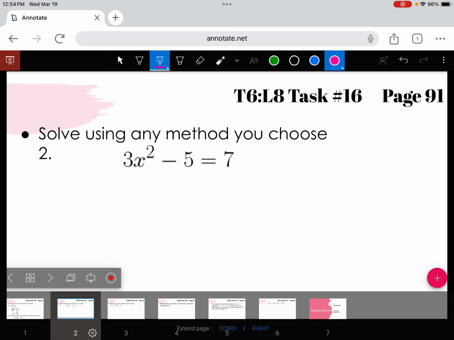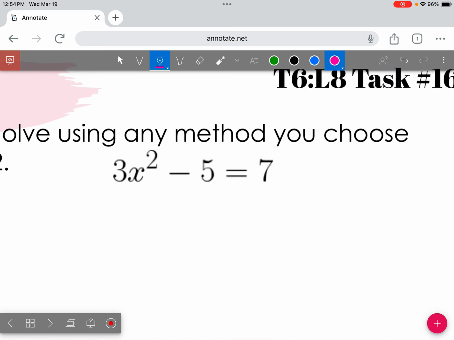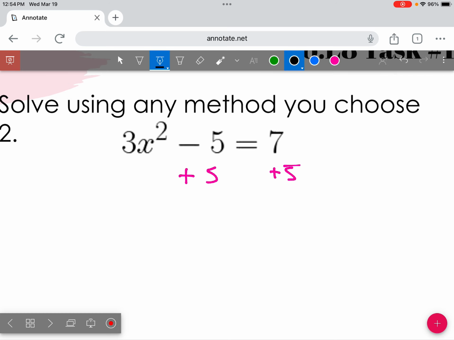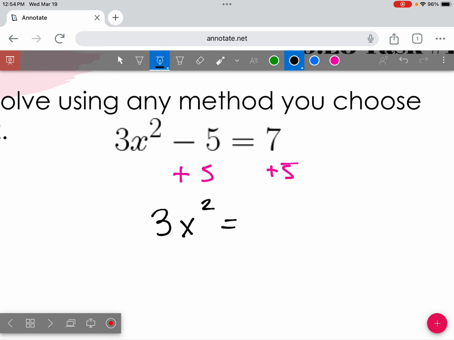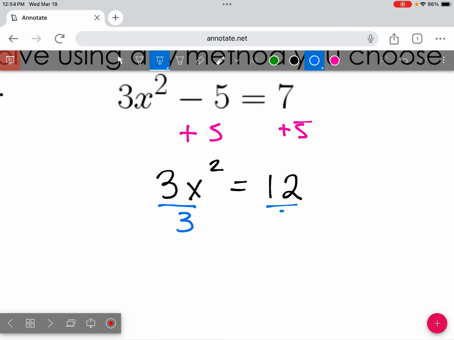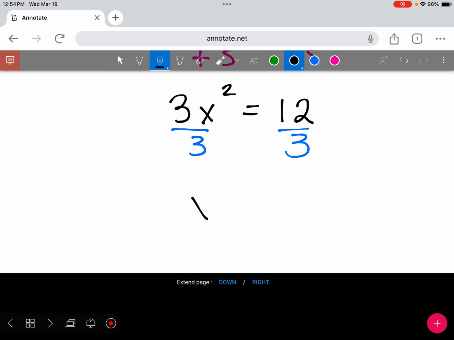What can we do with this one? Yeah, we can do this in a very similar way that we did the last one. I can add 5 here. That's going to give me that my 3x squared equals our 5 plus 7. So what do we do next? Divide by 3. And we get that our x squared equals 12 divided by 3, which is 4.